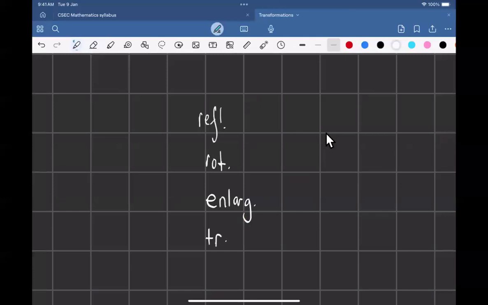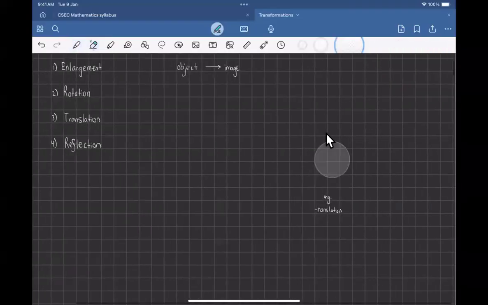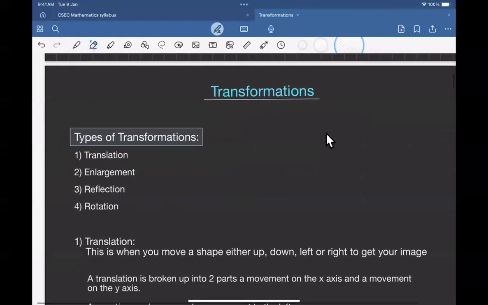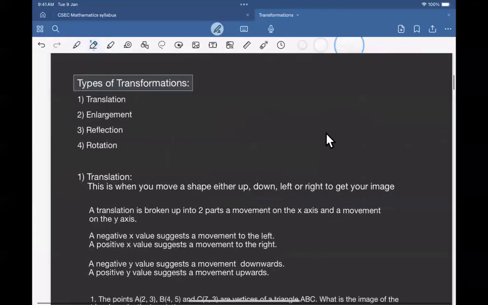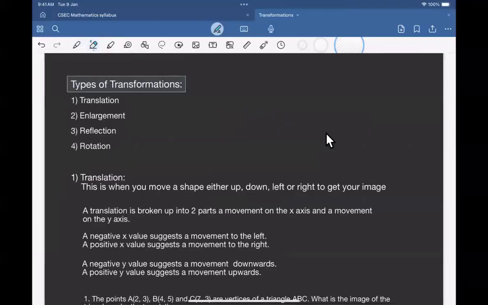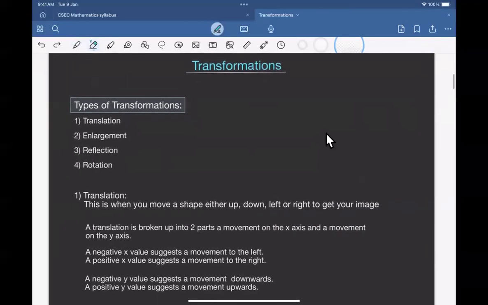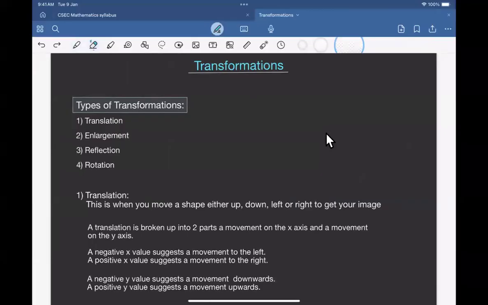Right, that's when you move the shape. So I'll give you a little chance to copy down these notes. Those are the four types of transformation. We're going to look at translation next time. The topic is transformation geometry. You can just write transformations. And this has come up more or less every year.